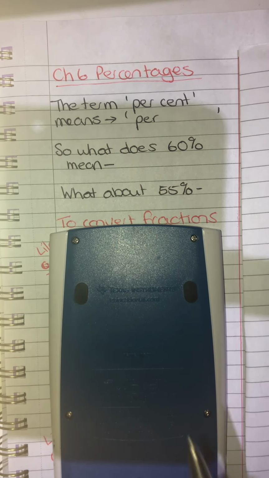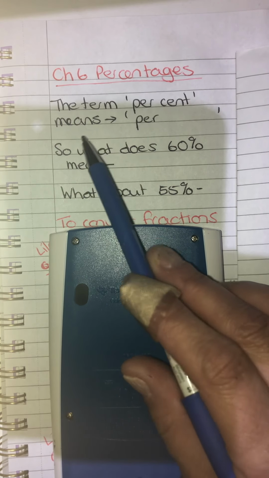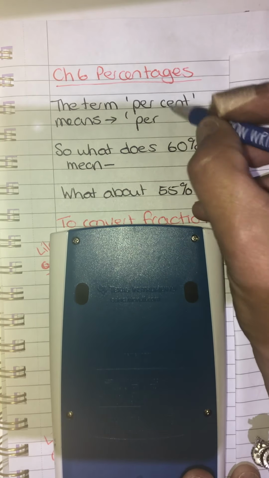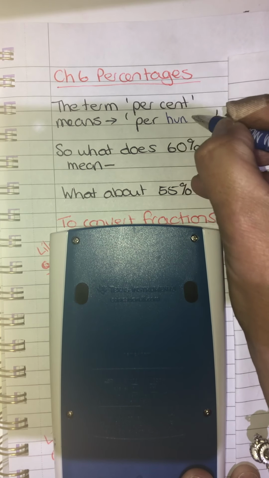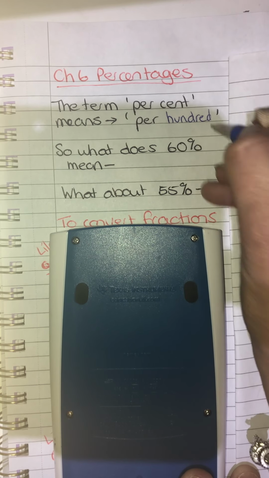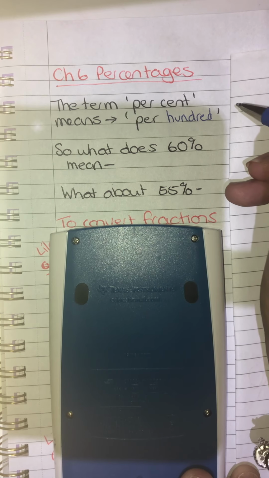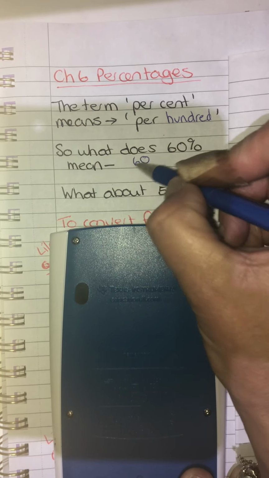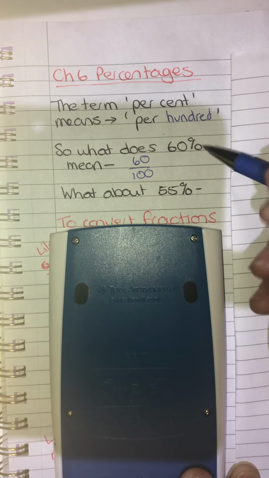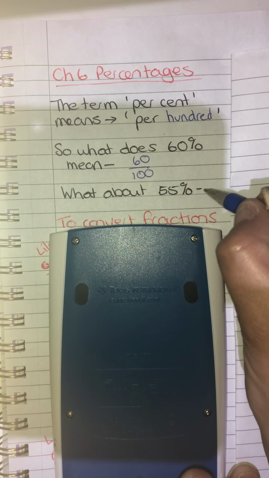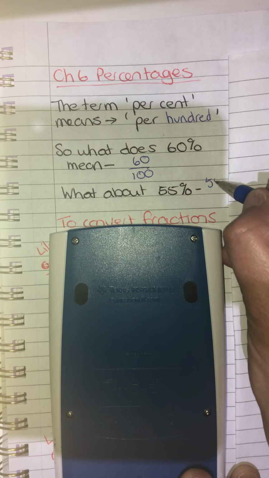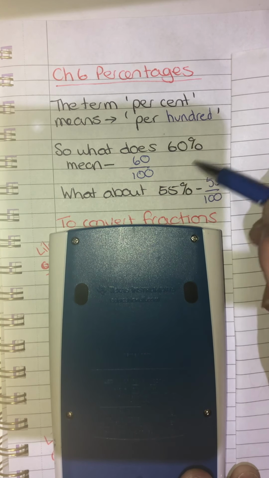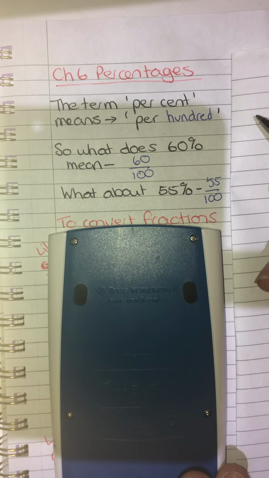Okay, so the first thing that some of you will remember, the term percent means per 100. So if we have, for instance, 60%, that means 60 over 100. And therefore, if we have 55%, that would mean 55 over 100. Okay, so you don't need to write that bit down. These important bits are coming now.